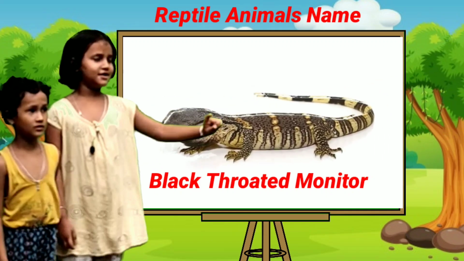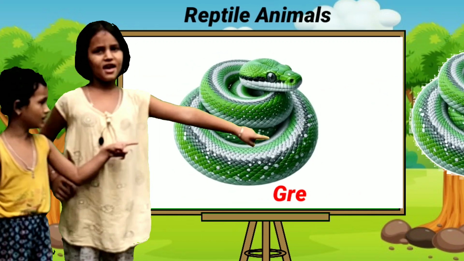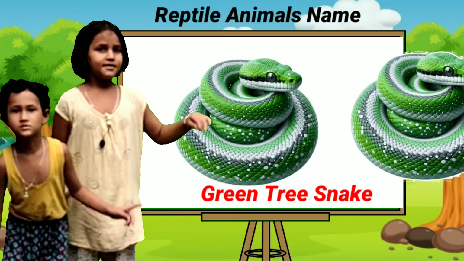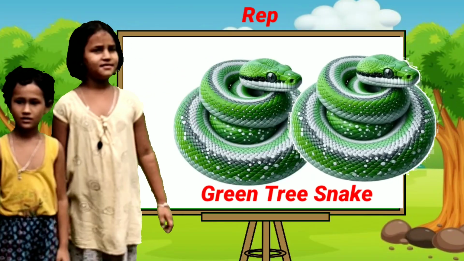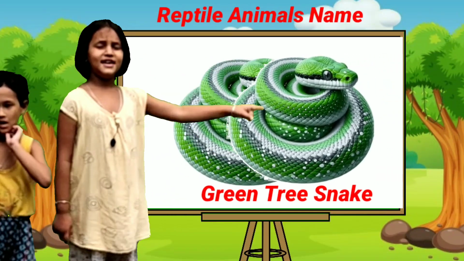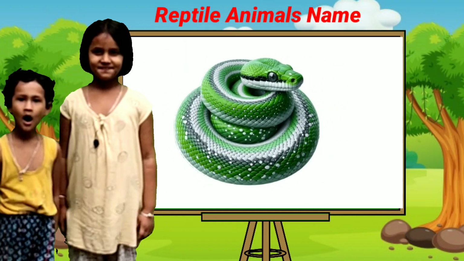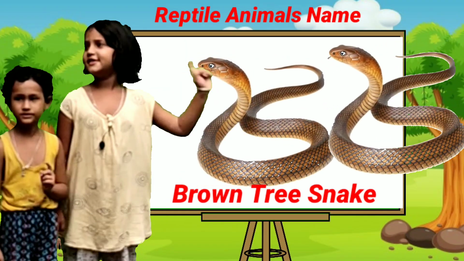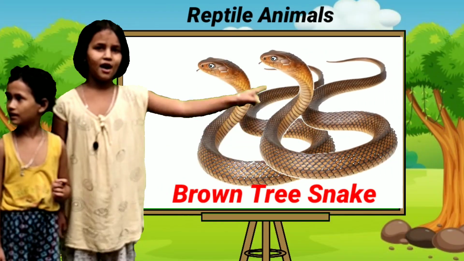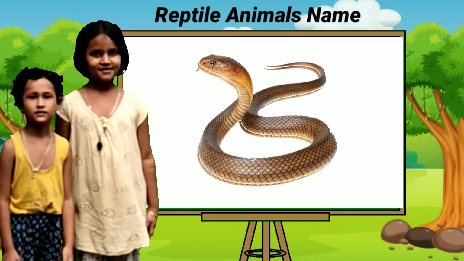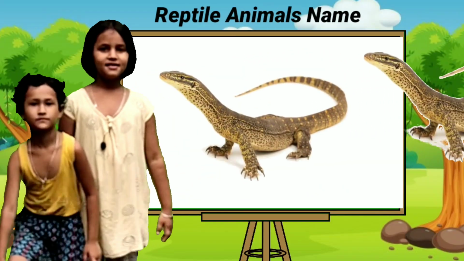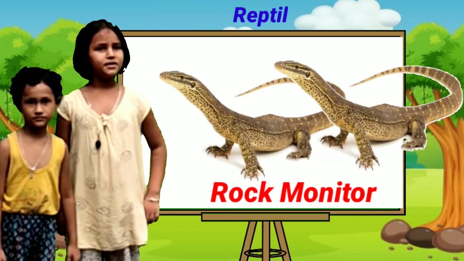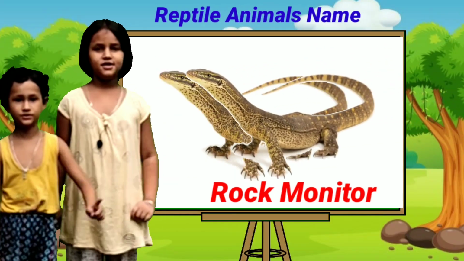This is a green tree snake. Green tree snake. This is a brown tree snake. Brown tree snake. This is a rock monitor. Rock monitor.